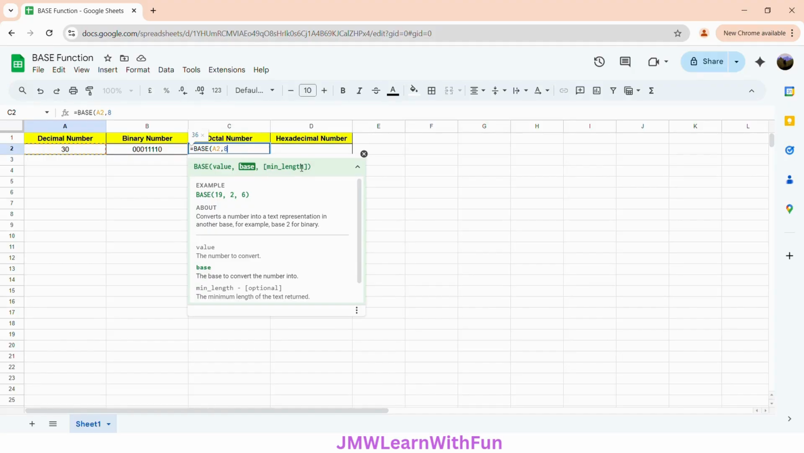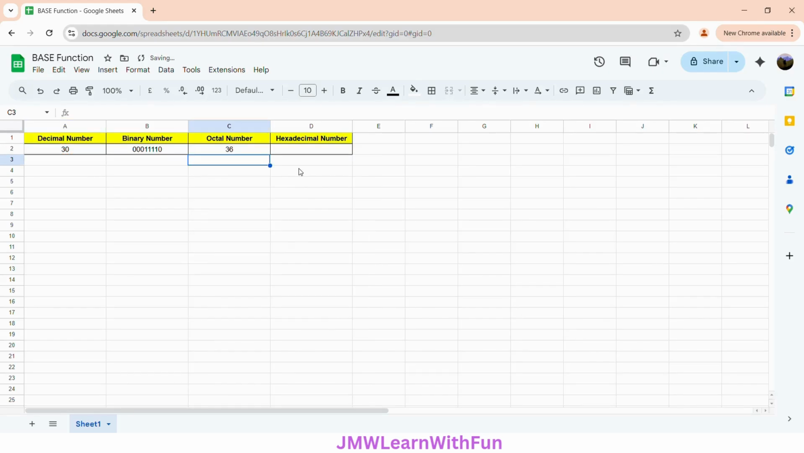And we will ignore the optional min length argument. Let's close the bracket for the base function. We see that we get the octal number equivalent of the decimal number, 30.